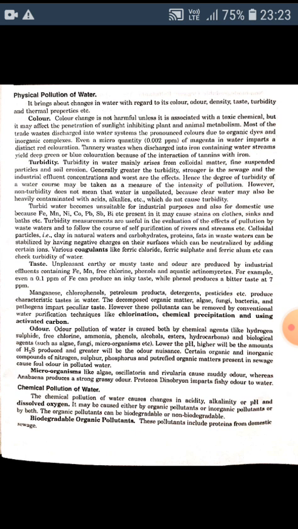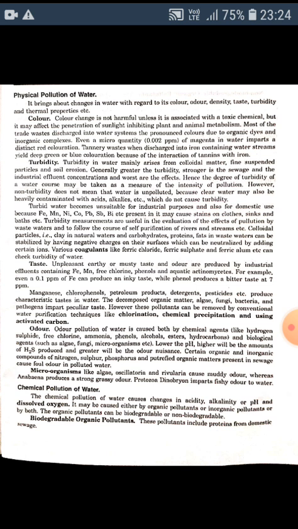Odor pollution of water is caused both by chemical agents like hydrogen sulfide, free chlorine, ammonia, phenols, alcohols, esters, hydrocarbons, and biological agents such as algae, fungi, microorganisms, etc. Lower the pH, higher will be the amounts of hydrogen sulfide produced, and greater will be the odor nuisance. Organic and inorganic compounds of nitrogen, sulfur, phosphorus present in sewage cause foul odor in polluted water. Microorganisms like algae, oscillatoria, and rivularia cause muddy odor, whereas Anabaena produces a strong grassy odor. Protozoa dinobryon imparts fishy odor to the water.